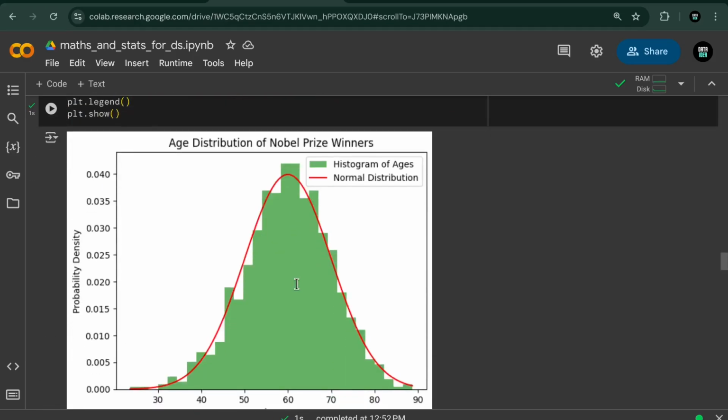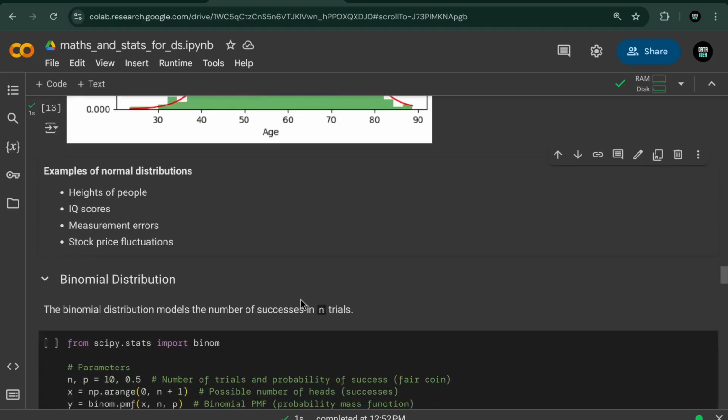The normal distribution, as you can see, is symmetric around the mean. The mean is around 60. So one side is sort of equal to the other side. It describes here the chances of people of these ages winning a Nobel Prize award. Other places where normal distributions occur are measurement errors, stock price fluctuations, IQ scores, heights of people. Basically, a lot of natural things in this world follow a normal distribution.